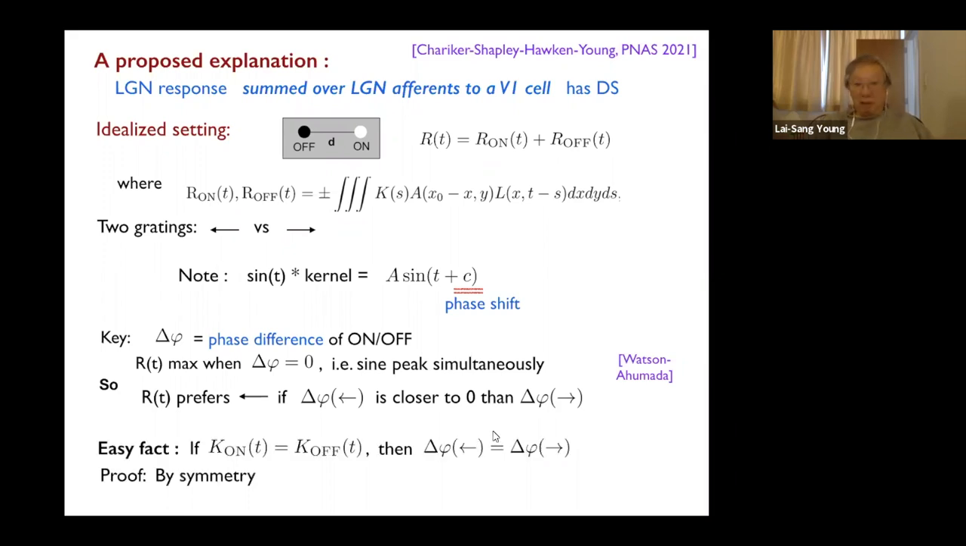Okay, and an easy fact is that, let's ignore this spatial thing for now, because this really is a temporal kernel that plays a big role. If the two kernels are the same, then the phase differences would be the same. This is an easy fact, and the proof is symmetry. So look at this picture. If you drift the thing this way and that way, if the kernels are completely identical, of course this one will lead for that one. If you drift that way, this one will lead for this one, but they are the same. So I don't care about who's leading. I only care about the difference. So the difference would be the same, whether I go this way or that way.